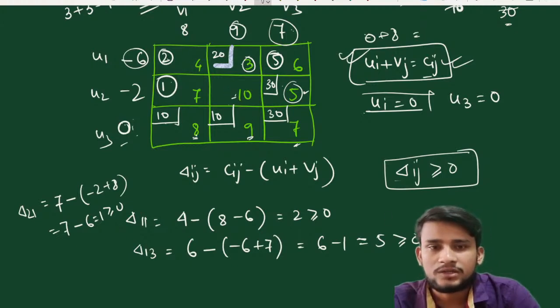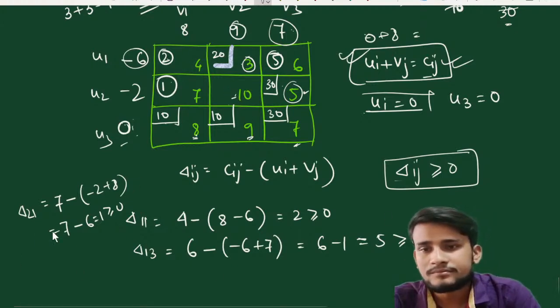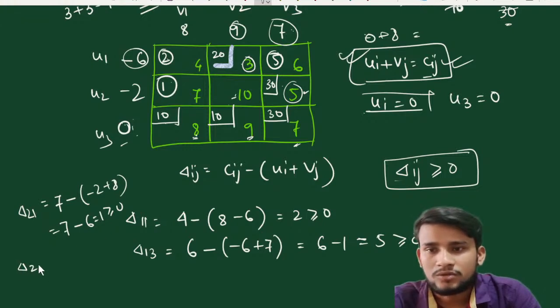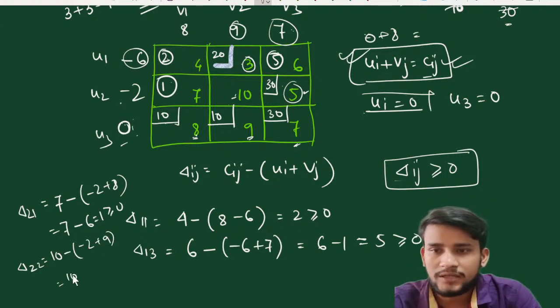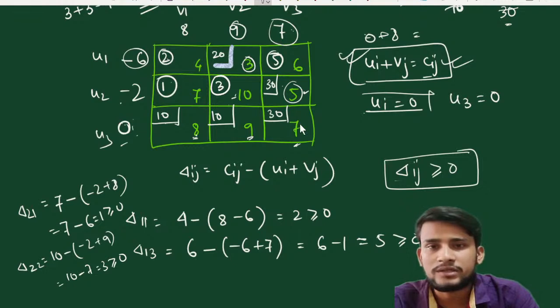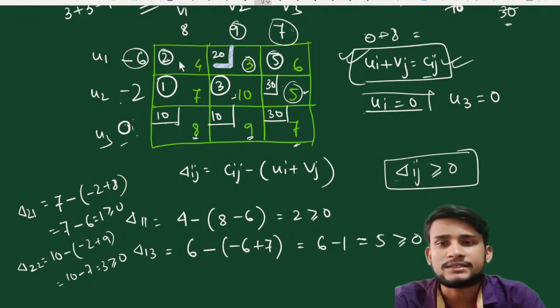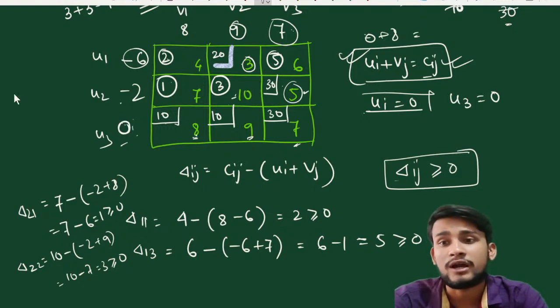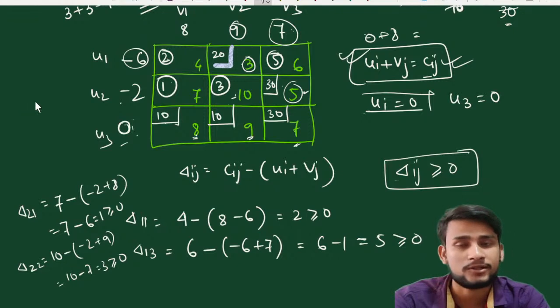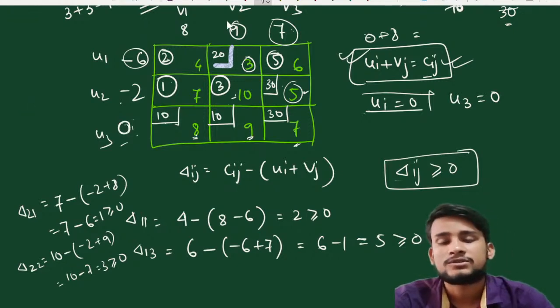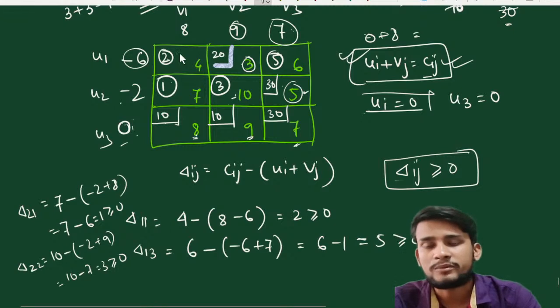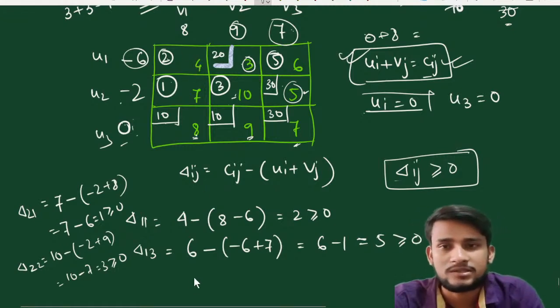For this cell we get delta 22, which is equal to 10 minus (minus 2 plus 9), that is 10 minus 7, which is equal to 3, which is also greater than or equal to 0. Therefore all the delta ij's are greater than or equal to 0. Therefore this is the optimal solution. You have to check this optimality condition for any method, for any IBFS. Okay, so we can say the initial basic feasible solution is the optimal solution.